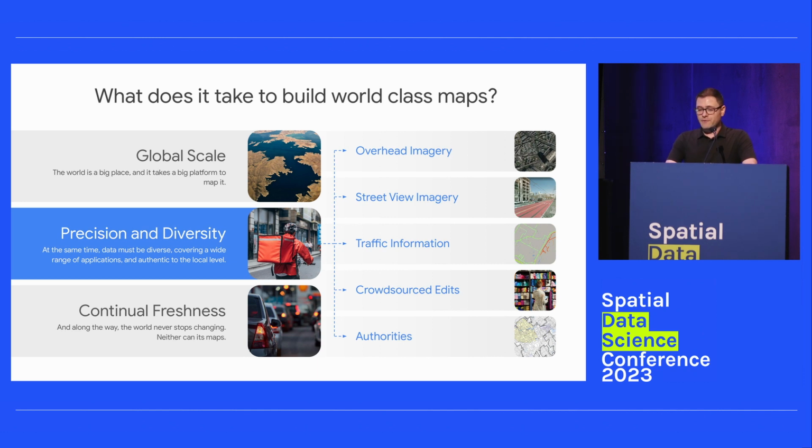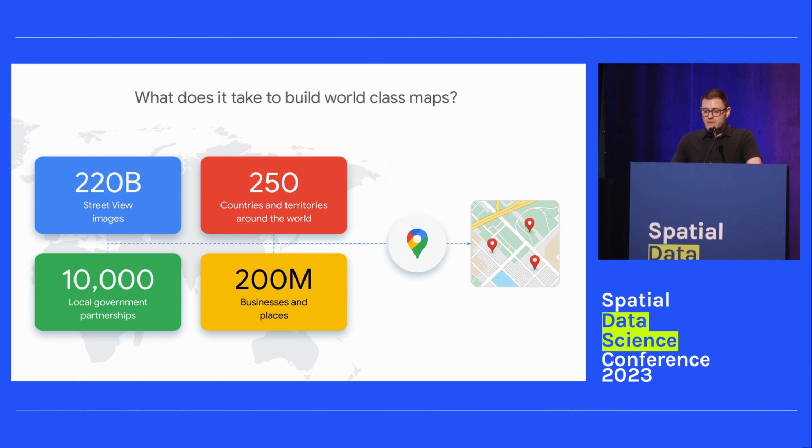So since then, we've been focused on global scale and continual freshness. We do this by bringing in a number of different data sources like overhead imagery, Street View, traffic information, and crowdsourced information. And we've been doing this to map the world in immaculate detail and scale. It all comes together to create this dynamic understanding of our physical world. And now with advancements in AI and machine learning, we can make map updates in minutes or even seconds.